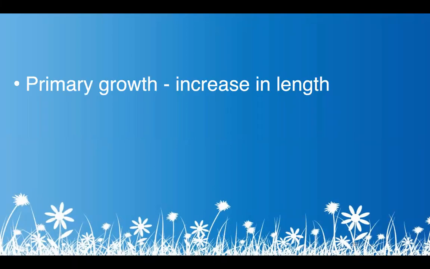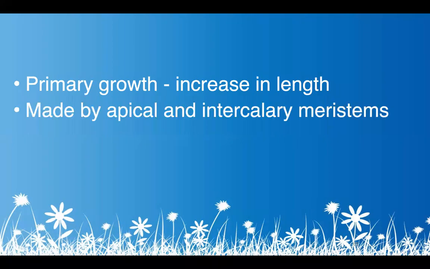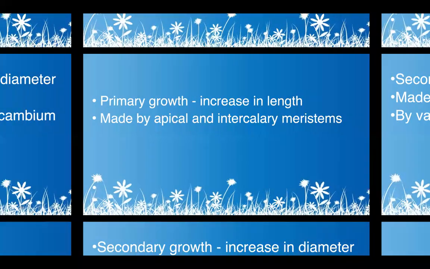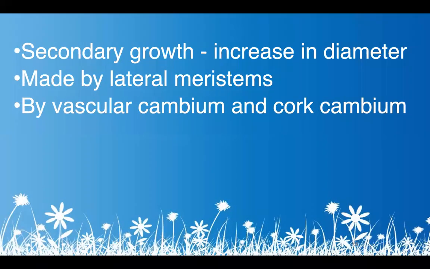Now, the last thing I'll talk about is how we describe plant growth. Primary growth is referring to increasing in length. This is going to occur in apical and intercalary meristems. Secondary growth is growth in diameter, and this is going to be made by the lateral meristems, by the vascular cambium and the cork cambium.